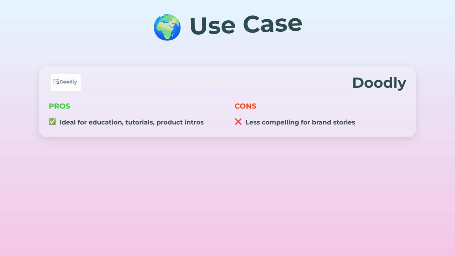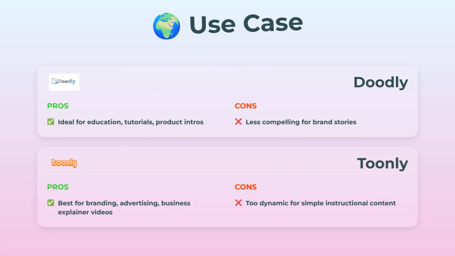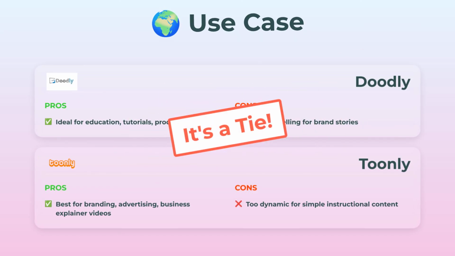Toonly flips the script. It's killer for branding, advertising, business explainers, anything where you want animated flair and vivid scenes. Downside, sometimes it's almost too dynamic for straightforward instructional content. Honestly here, I'd say it's a tie. Depends on your project vibe.